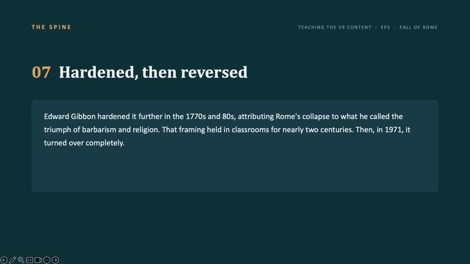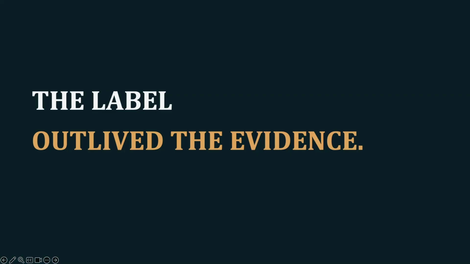Edward Gibbon hardened it further in the 1770s and 80s, attributing Rome's collapse to what he called the triumph of barbarianism and religion. That framing held in classrooms for nearly 2 centuries. Then, in 1971, it turned over completely. A literary complaint from the 1330s, hardened by an 18th century historian, still being taught in schools long after archaeology stopped supporting it.